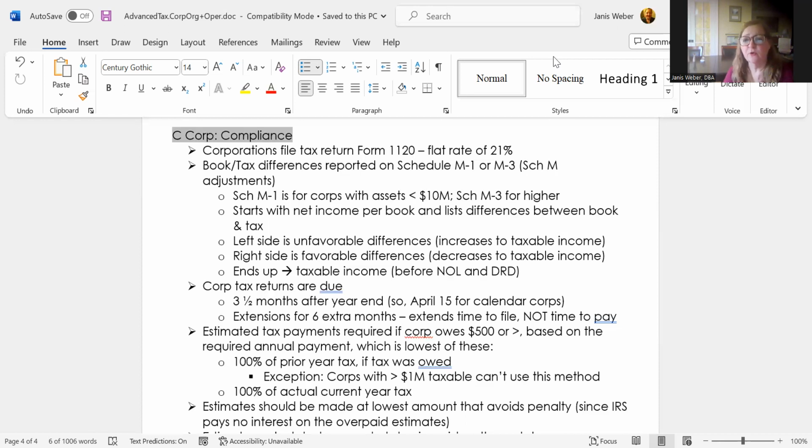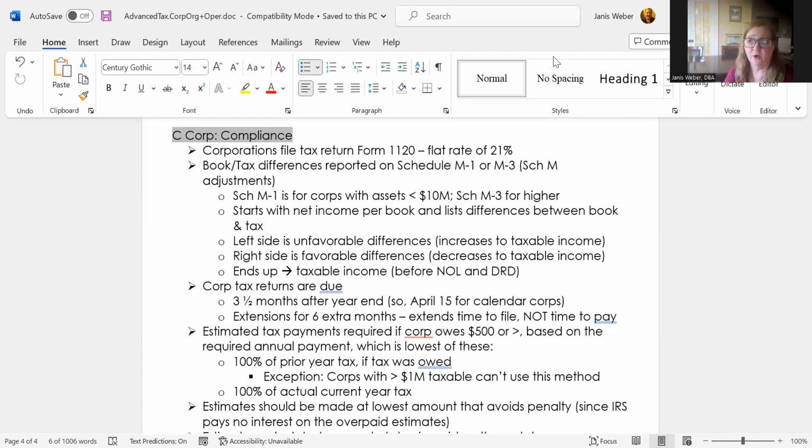All right, so the tax returns for corporations are due 3.5 months after the year ends, which is April 15th. There's an extension available for up to 6 months after that. Actually, it's an automatic 6 months. If you ask for an extension, you get a 6-month extension. You don't have to wait that long; you could file it earlier, but you get that automatically, though not without asking for it.